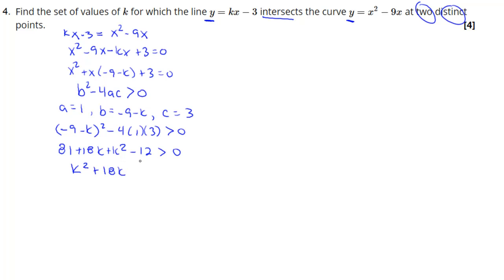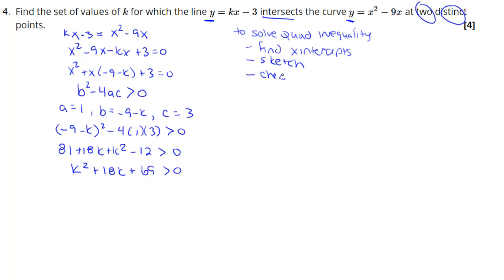And then I'm going to have k squared plus 18k plus 69 is greater than 0. Now, I don't know if this is factorable or not, but it probably isn't. But keep in mind, what we've got to do is find out what k is, and this is a quadratic, and it's an inequality. Basically the steps for solving a quadratic inequality are we're going to find the x-intercepts, and then we're going to draw a quick sketch. And then keep in mind our answers are either going to be between the x-intercepts or outside the intercepts. So that's where the sketch comes in handy.